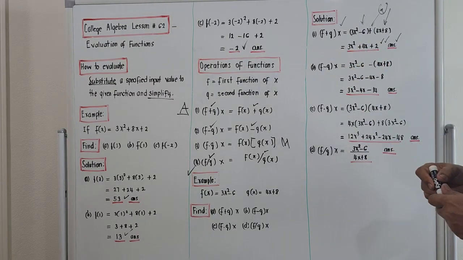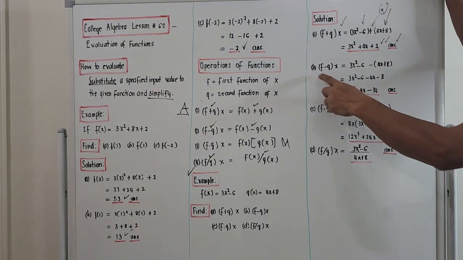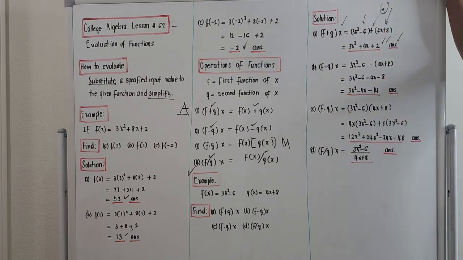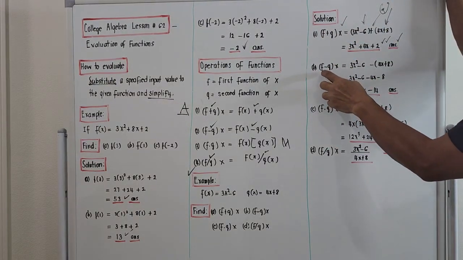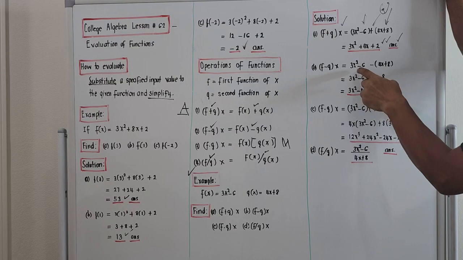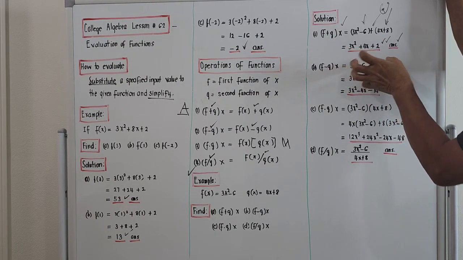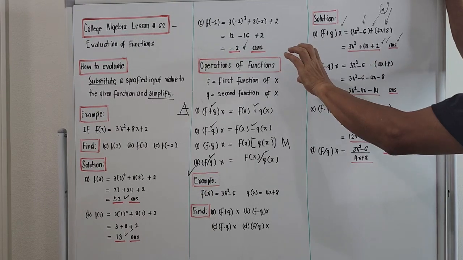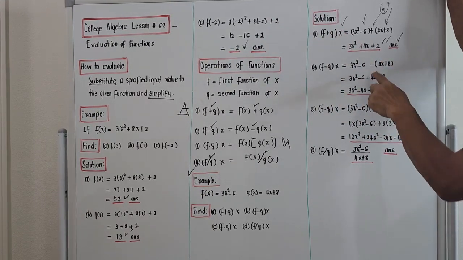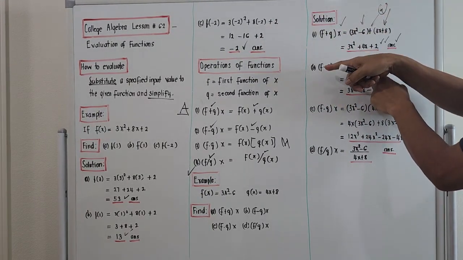Next one, f of x minus g of x, what will be the result? Oh, we will just substitute the value of f of x. f of x is 3x squared minus 6. We don't even have to place the quantity, it is ahead of the second one. Minus. The operation is subtraction.